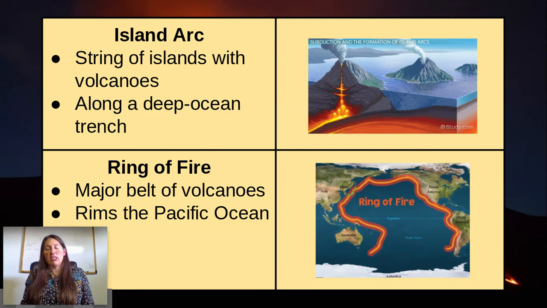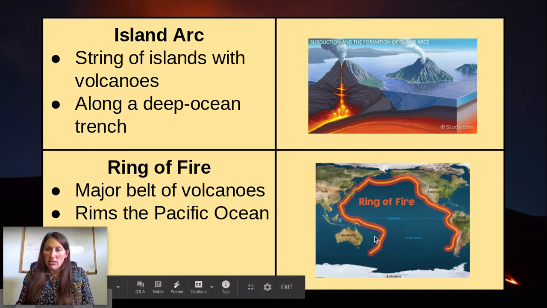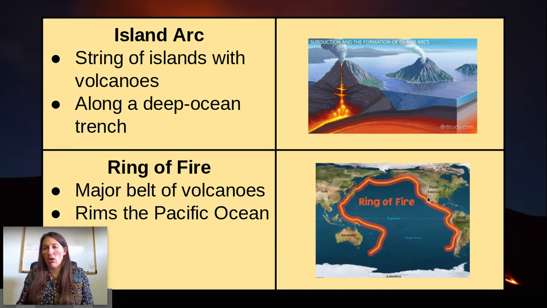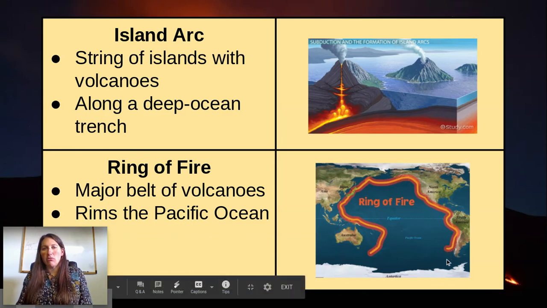The ring of fire is probably the most popular location for volcanoes. It's a major belt of volcanoes. In my picture here, this is North America, and this over here would be Asia. There are a ton of volcanoes all along here. They've nicknamed it the Ring of Fire. You can probably figure out why. Here's our Pacific Ocean, and the rim along there has all those different volcanoes. So, a short lesson for today, but that's just the start of what we're going to be learning about with volcanoes.